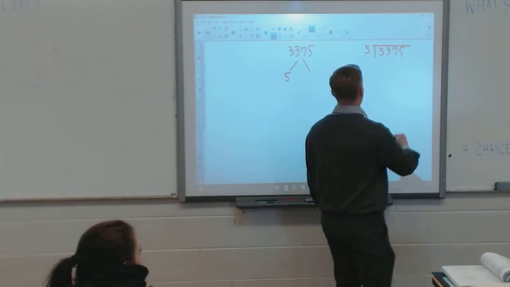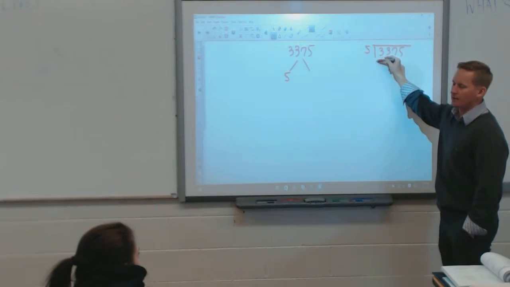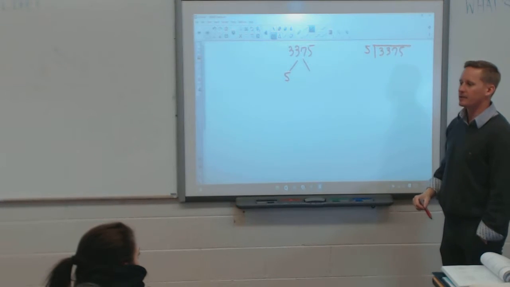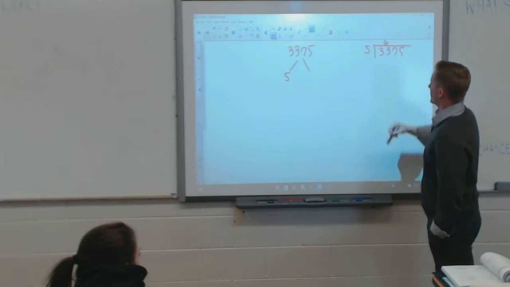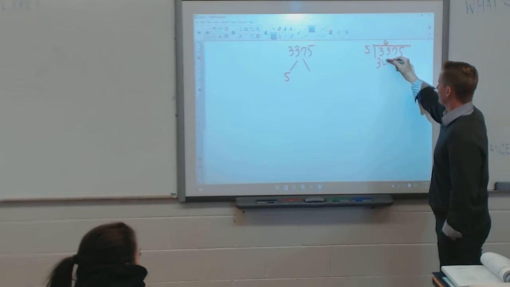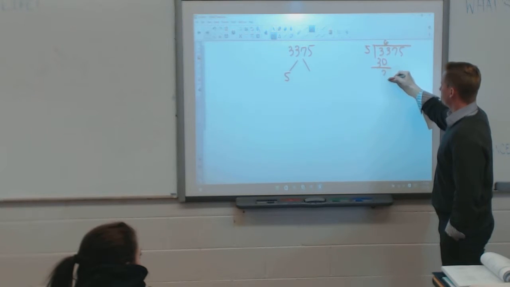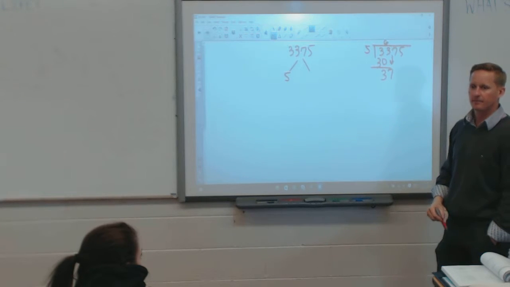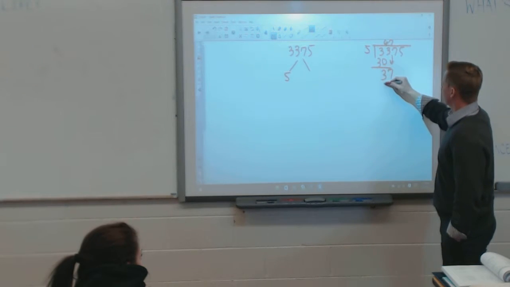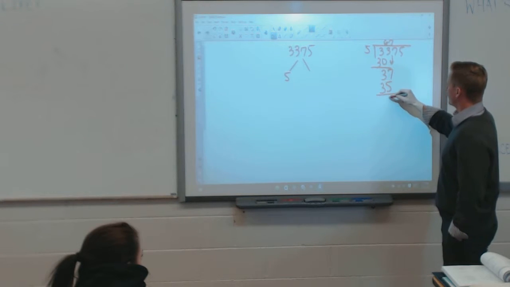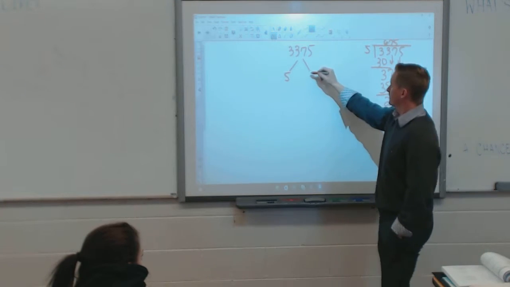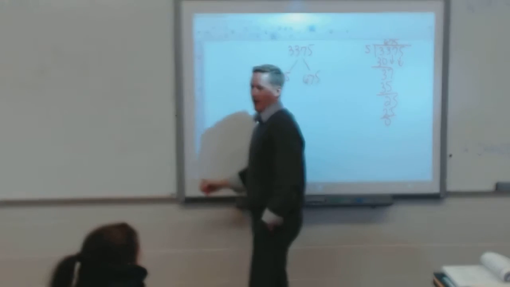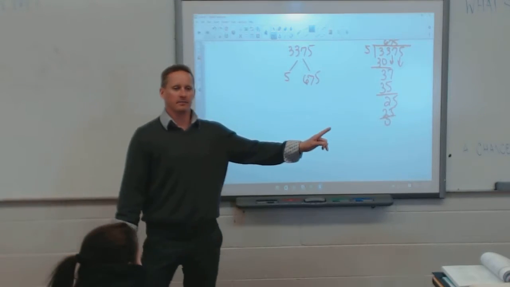Okay, so how does this work? Does 5 go into 3? Does 5 go into 33? No. Yes. How many times? 6. Stick the 6 up here. 6 times 5 is 30. Subtract them. Bring that guy down. How many times does 5 go into 37? 7. 7 times 5 is 35. 2. Bring that guy down. 5. 25. The remainder 0. 675.